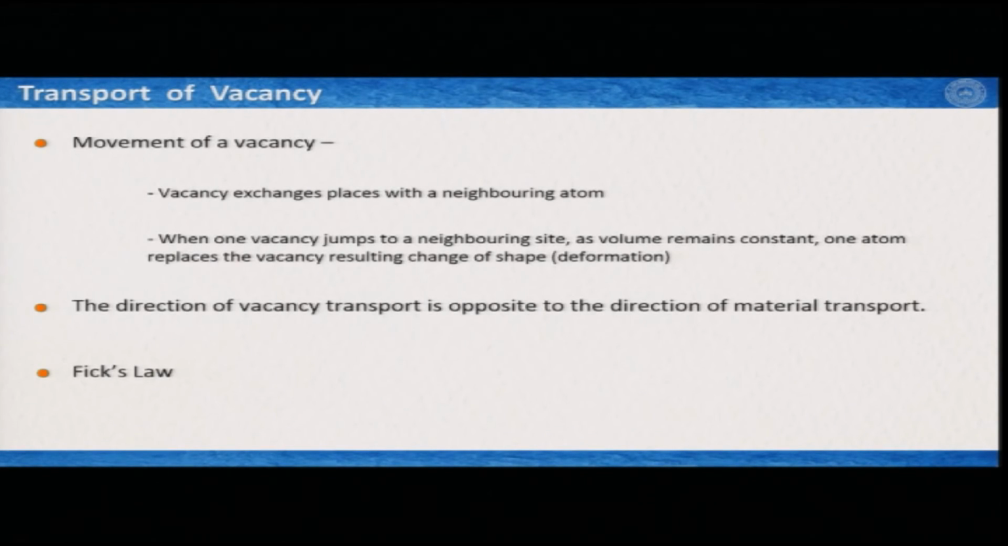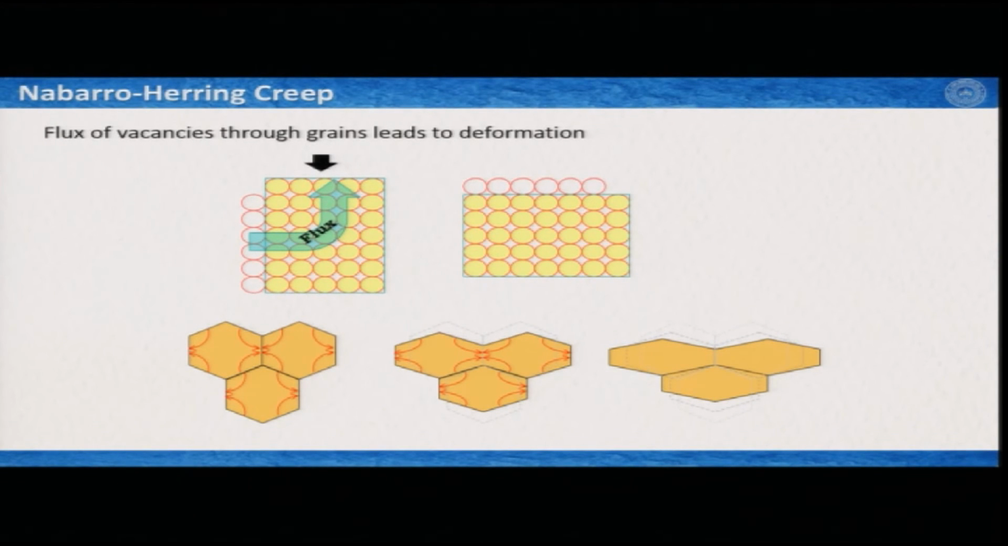And here Fick's law is somehow important, where flux is directly proportional to the distance and indirectly proportional to the chemical concentration of the fluid or the material we are talking about. Now, we will have a look at the two different processes that we have learnt, one is Nabarro-Herring creep and another is Coble creep. As we have classified, in Nabarro-Herring creep, flux of vacancies happens through the grains, and that leads to the deformation.